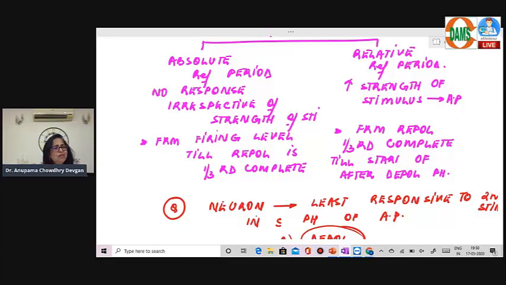There is no role of leaky channel in action potential. Kuldeep, leaky channel is resting membrane potential. Voltage gated channels are action potential.